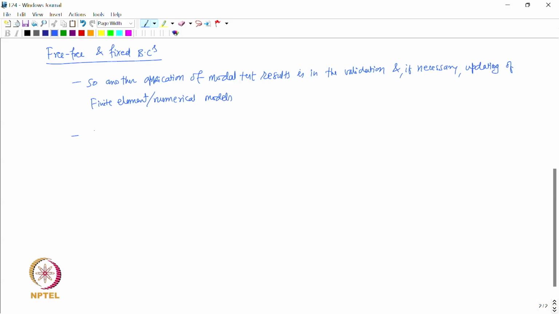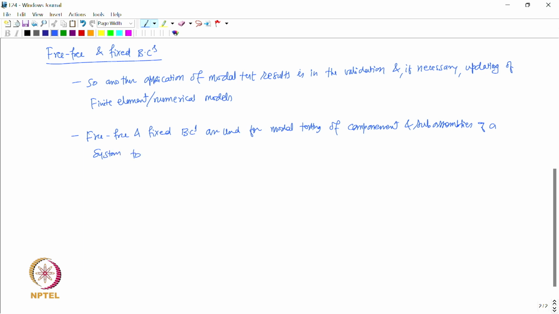So, free and fixed boundary conditions are used for modal testing of components and subassemblies of a system to validate their models, that is, the models of the components and subassemblies.